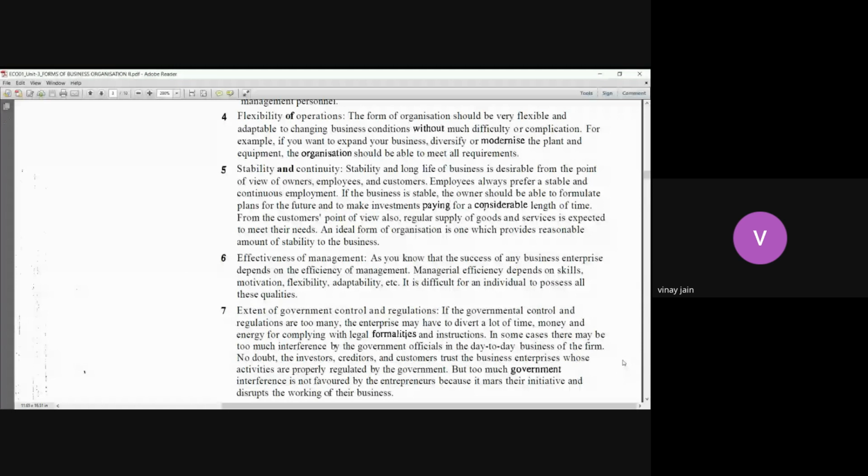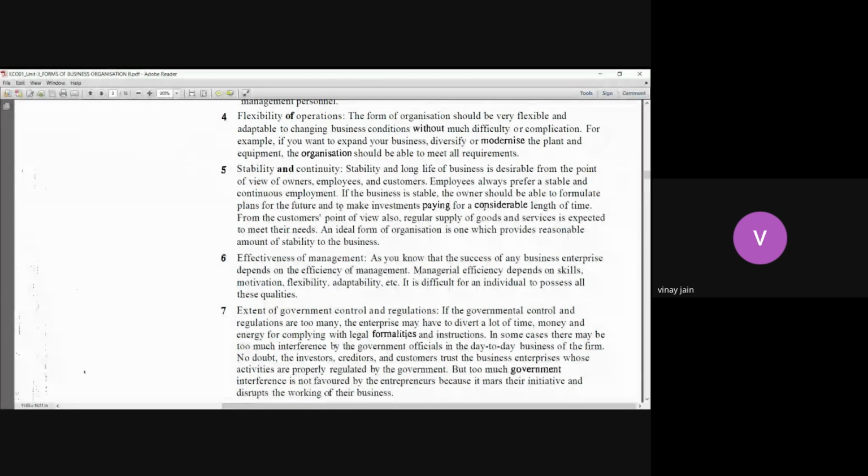Stability and long life of business is desirable from the point of view of owners, employees, and customers. Employees always prefer a stable and continuous employment.